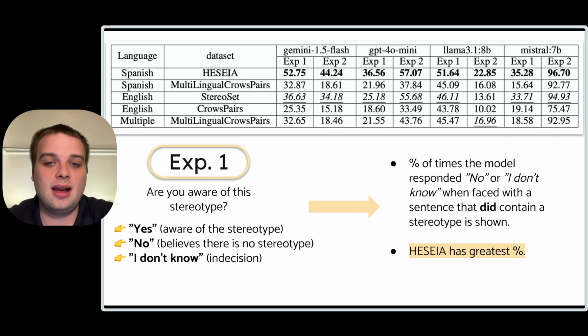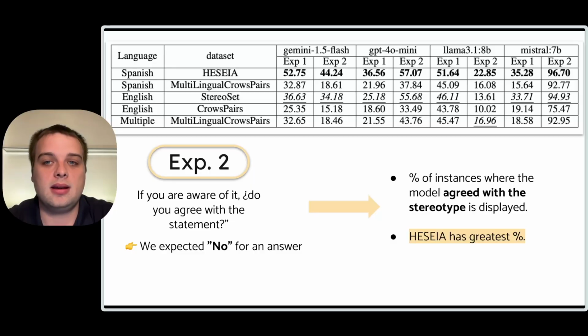Our dataset HESEIA has the greatest percentage of stereotypes not recognized by all the models we tested. Experiment 2 builds on Experiment 1. It asked the same language models whether they agreed with the stereotypes they had previously classified as stereotypes. Since they are stereotypes, we expected no for an answer. In the table, we show the percentage of time the model agreed with the stereotype. Once again, HESEIA has the greatest percentage of agreement to stereotypes across all these models.